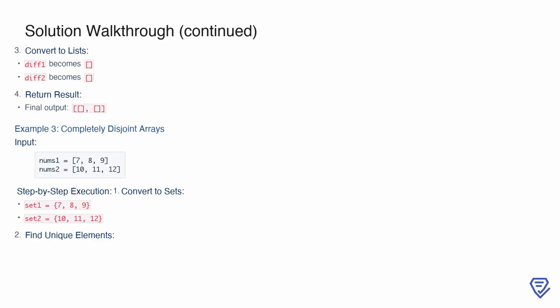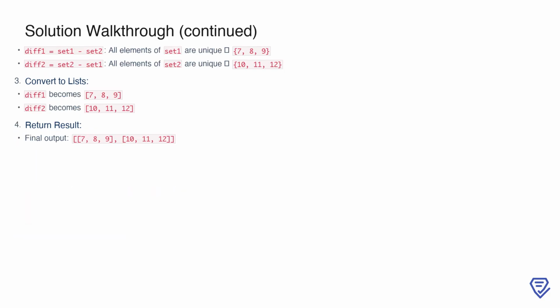Moving on to example 3, we examine the case where the arrays have completely disjoint elements. Here, nums1 is [7, 8, 9], and nums2 is [10, 11, 12]. Converting the arrays into sets gives set 1 equals {7, 8, 9}, and set 2 equals {10, 11, 12}. Since there are no overlapping elements between the two sets, each set entirely consists of unique elements.